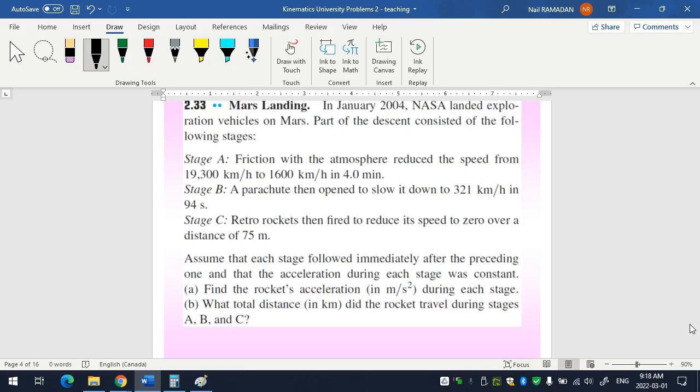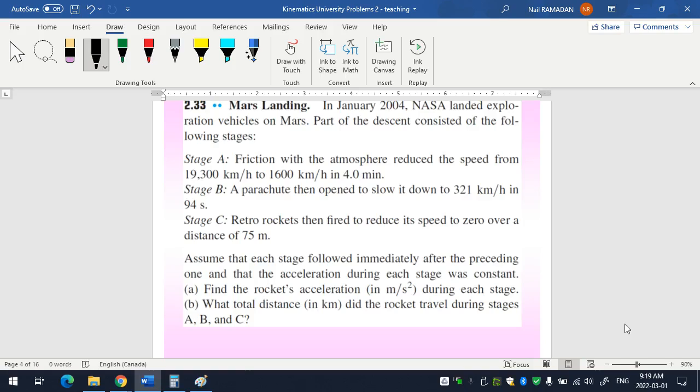Stage A, friction with the atmosphere, because you're in vacuum first, and then you start getting into the atmosphere of Mars. Reduce the speed from 19,300 kilometers per hour to 1,600 kilometers per hour in how much time? Great. So apparently, for stage 1, what is the 19,300? Initial what? Go ahead, everyone.